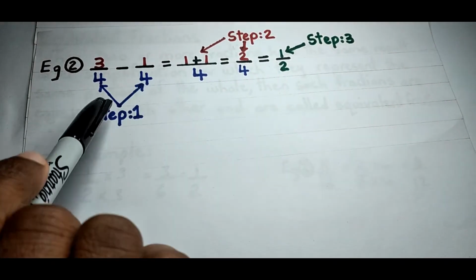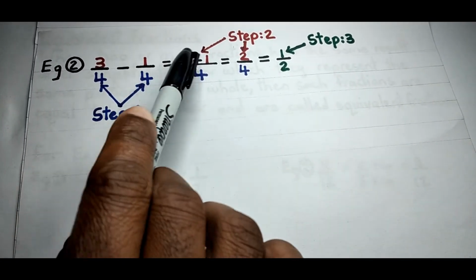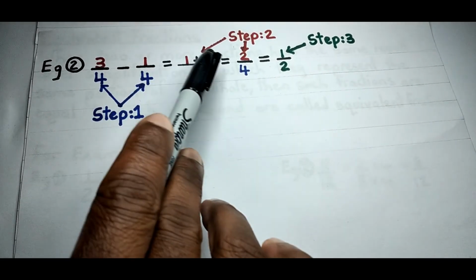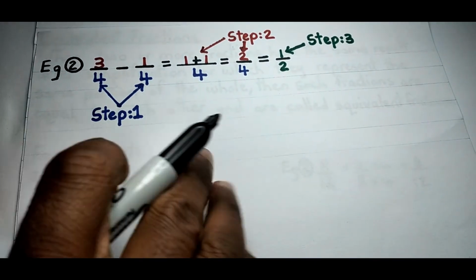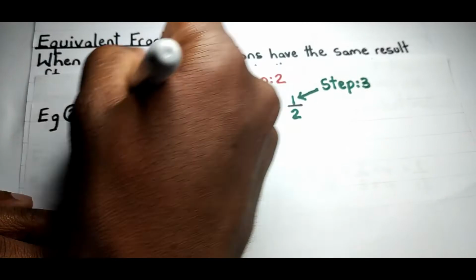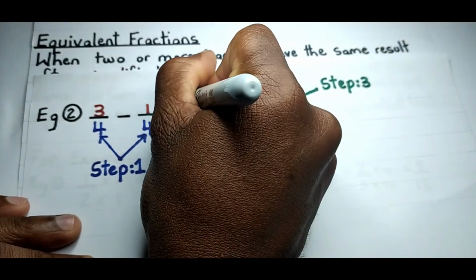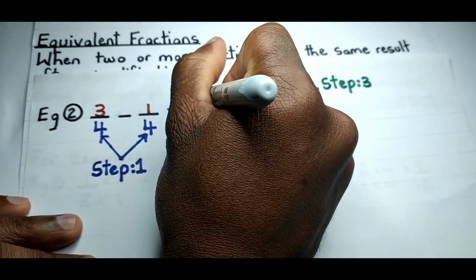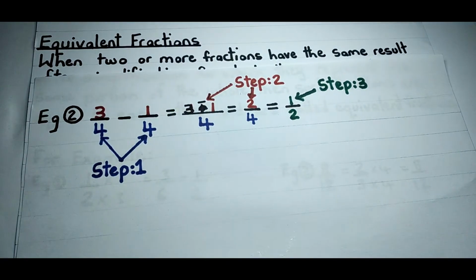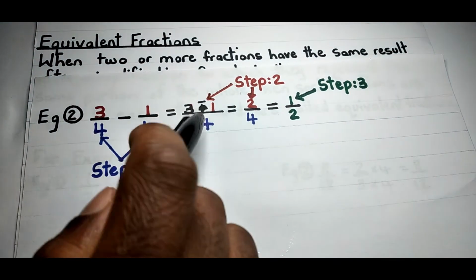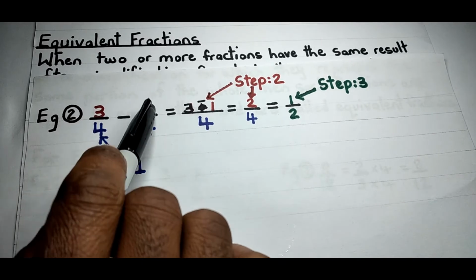Again, step 1, we ensure that the denominators are the same. Now, these numbers aren't correct. In the numerator, we should have had 3 right here, and this sign should have been subtraction. I hope you're able to make out that correction. So here we have 3 over 4 minus 1 over 4.